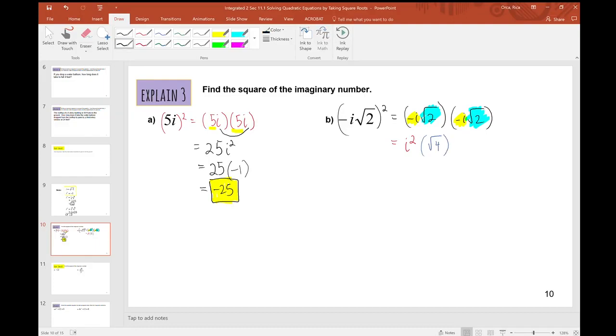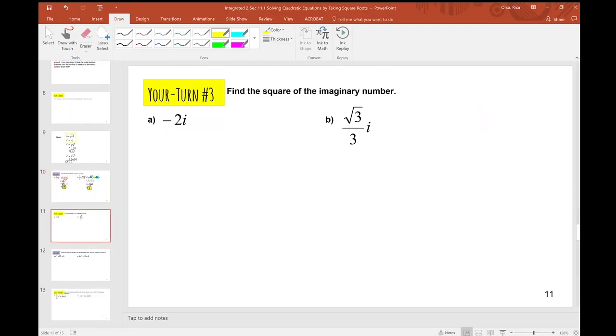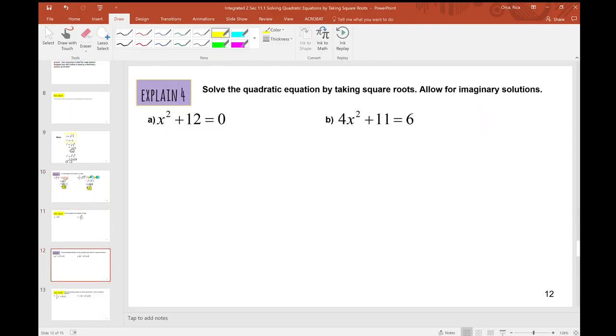i squared, as we know, is -1. Square root of 4 is 2. -1 times 2 is -2. So -i times radical 2 squared is equivalent to -2. Now that we got the hang of that, let's look at explain 4.